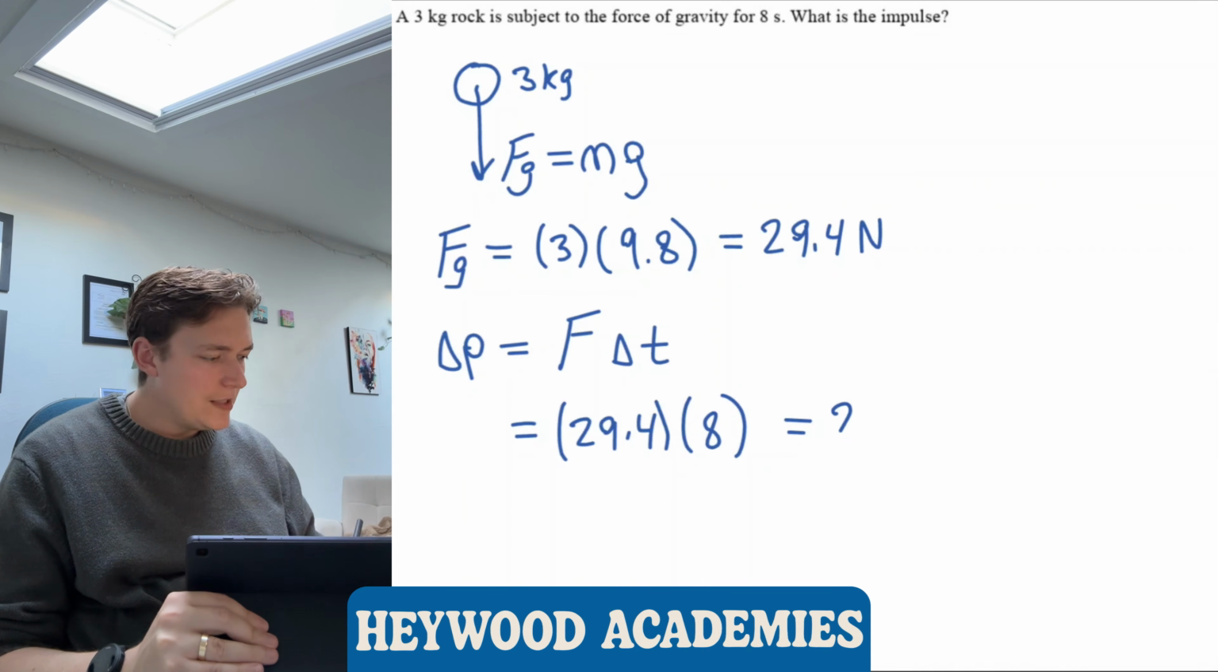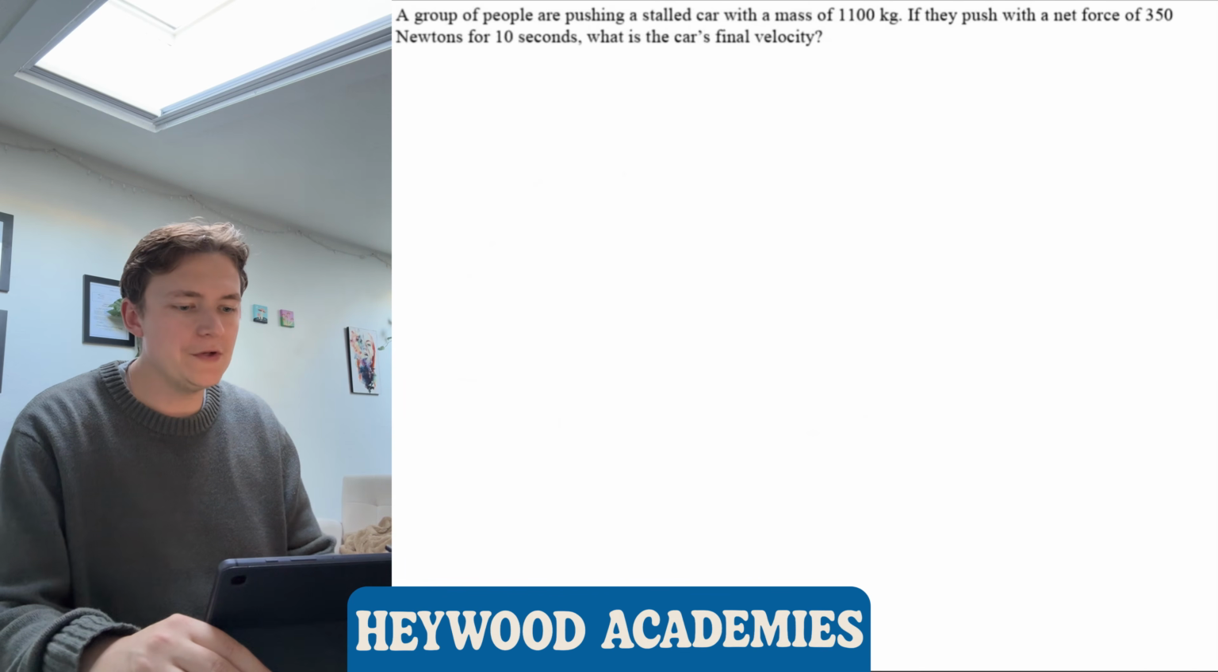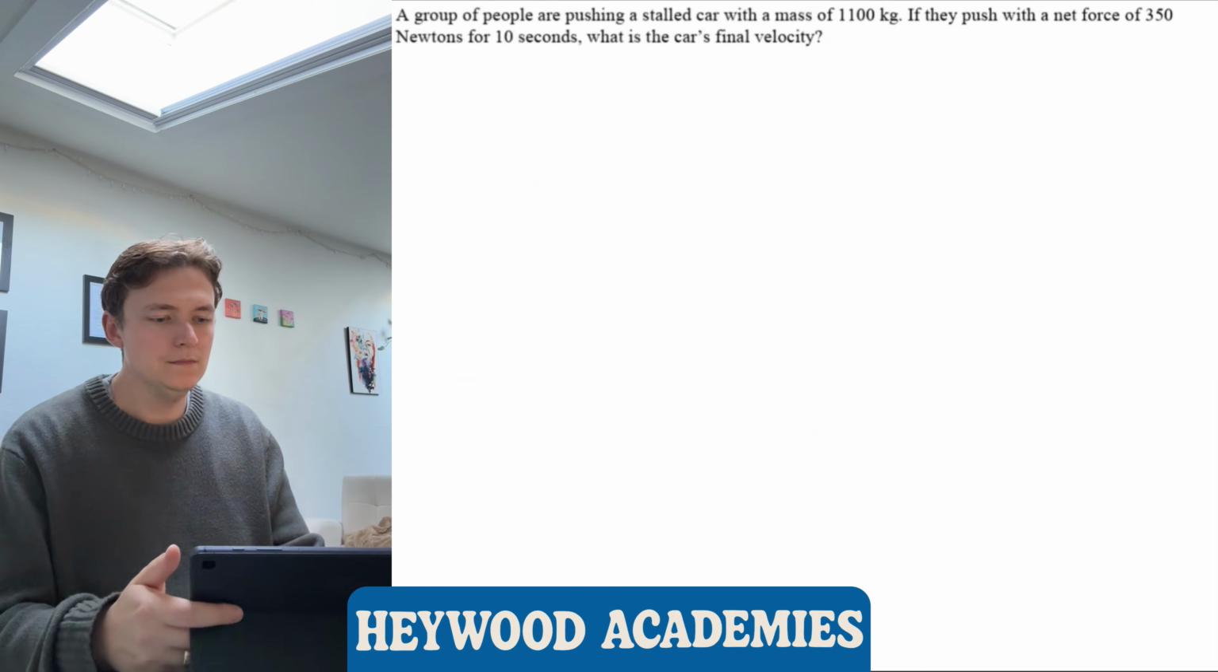So plug that in, we get 235.2 Newton seconds of impulse. A group of people are pushing a stalled car with a mass of 1,100 kilograms. If they push with a net force of 350 newtons for 10 seconds, what is the car's final velocity?